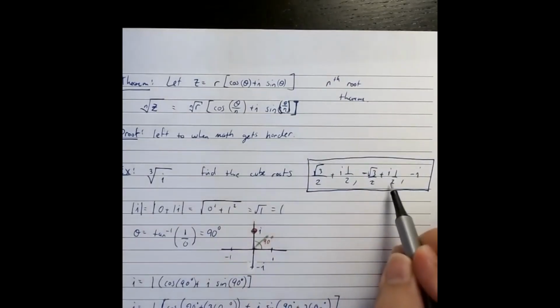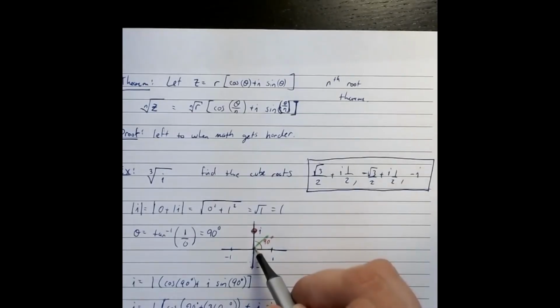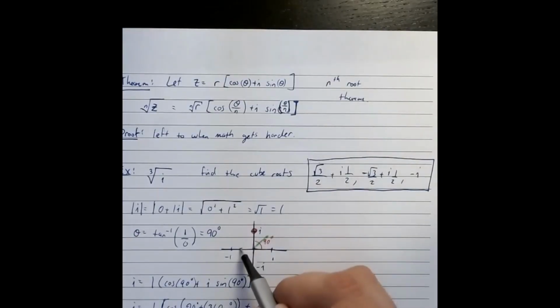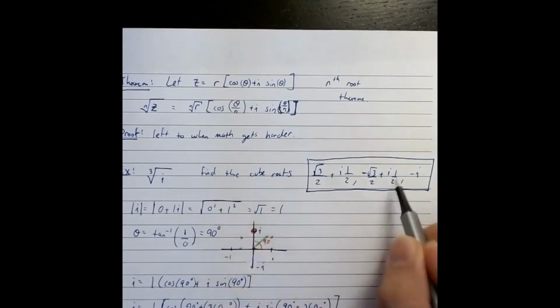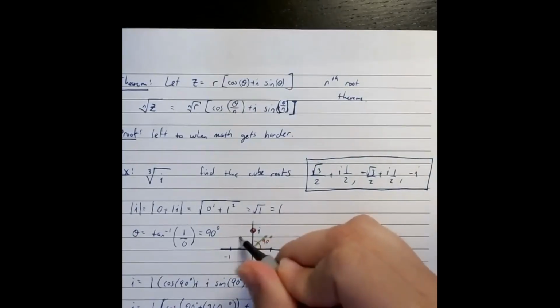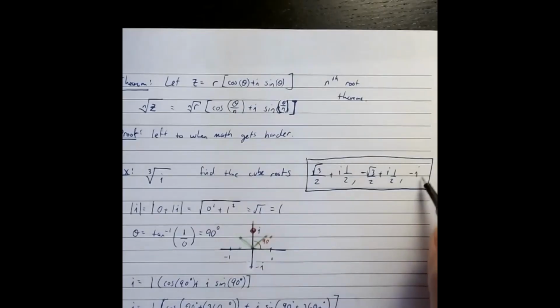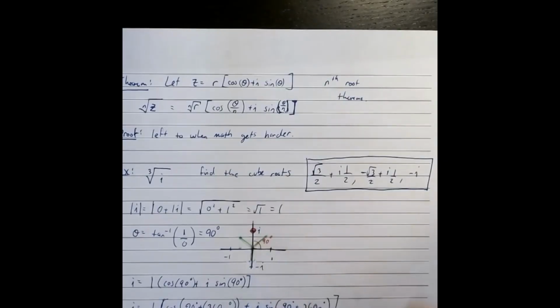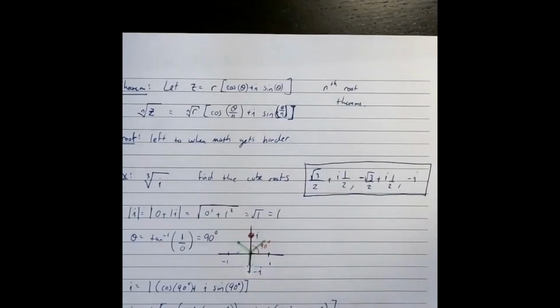Okay, negative root 3 over 2 plus 1/2 i. Well, that's going to go the same amount, but instead of going to the right, that one's going to go to the left since there's a negative. And then again, I'm going to go up 1/2, so right about there. And then the third one is negative i, which is down this way. Notice how those are evenly spaced? That is not a coincidence.